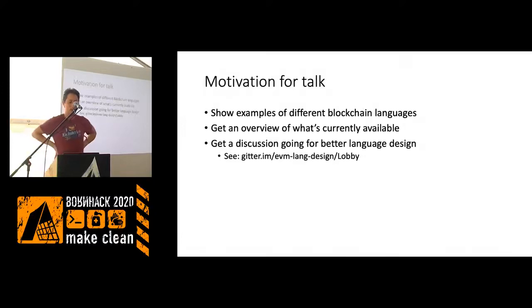So my motivation is, as I said, I want to show a few examples because this kind of gives a picture of what we are up against. I would like to continue discussion. And to my knowledge, there is only one place on the internet where there is any kind of active discussion on language development for blockchain, and that's this Gitter EVM lang design. There's a few people in there, mostly hobbyists. I think not a lot of people get paid to do this, but that doesn't really have to be the motivation.